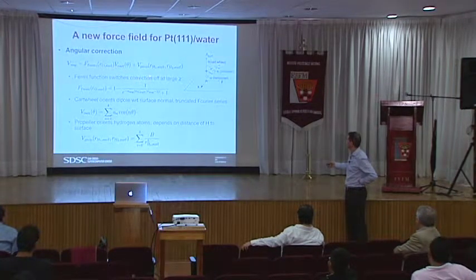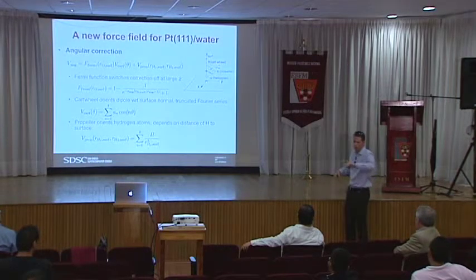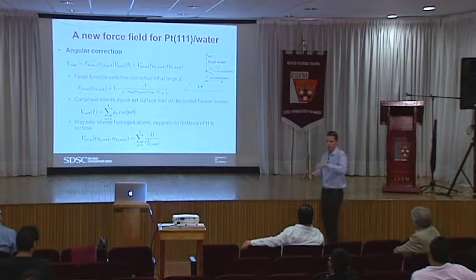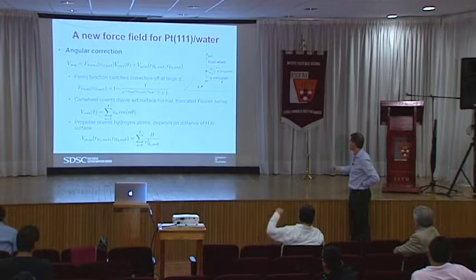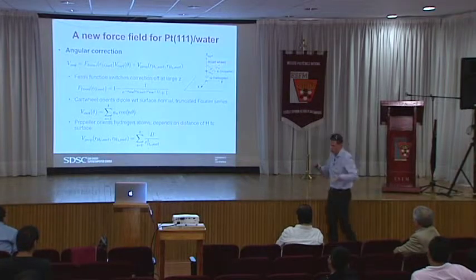And what we do here is we have an angular correction for the cartwheel and the propeller term, where we switch it off at longer distances, of course, right? So we don't want to have an influence of the water orientation once it's back in bulk, only when it's close to the surface. And then we use here a truncated Fourier series for the cartwheel angle and a simple repulsion here with an R to the 5 term that turned out to work reasonably well for that, which just depends on the distance of the hydrogen atoms to the surface.